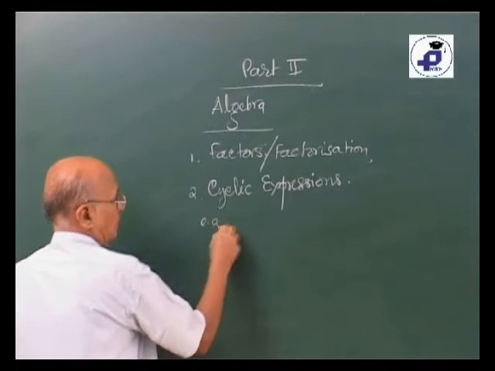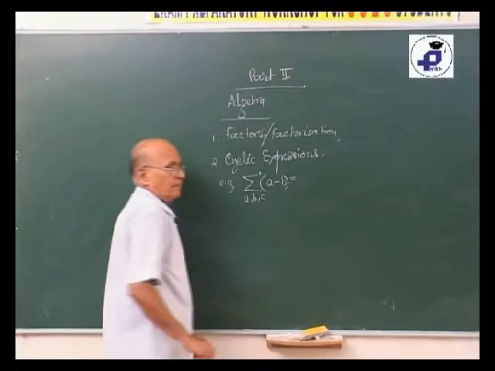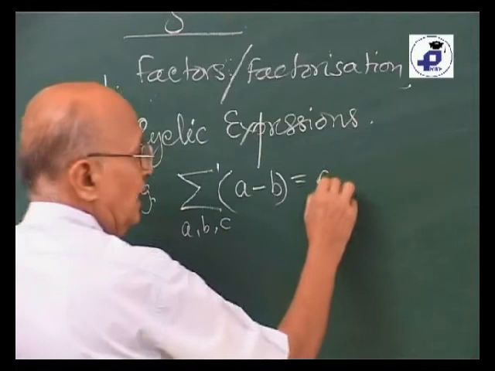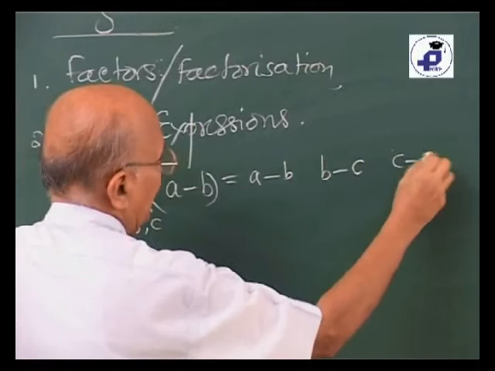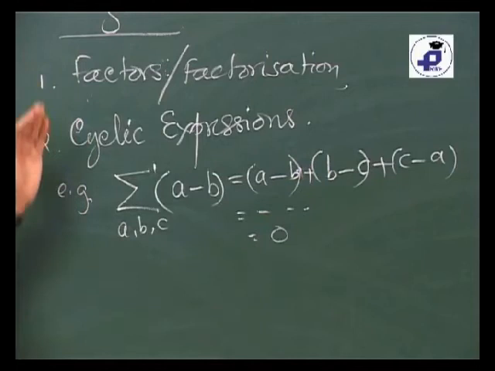For example, sigma ABC of A minus B: how do you express it? This symbol tells you what type of expression should be there, that is, the expressions A minus B, B minus C and C minus A, all of them should be added to get the result. And then you know that this is equal to 0. These are called cyclic expressions. Hope it is clear. And then 3 is identities.